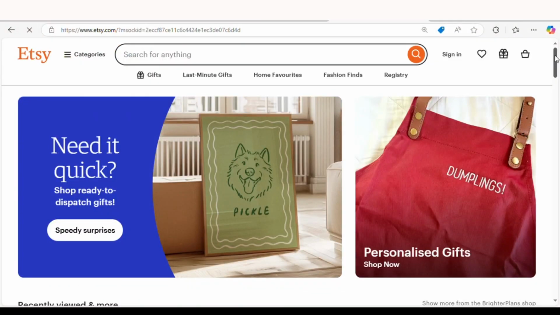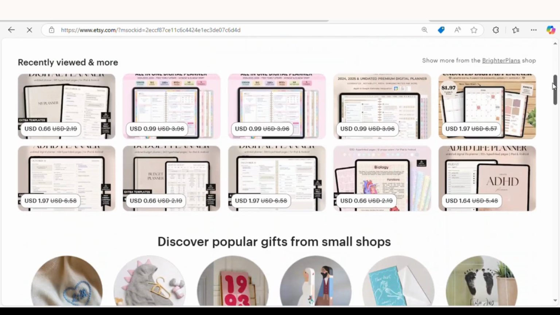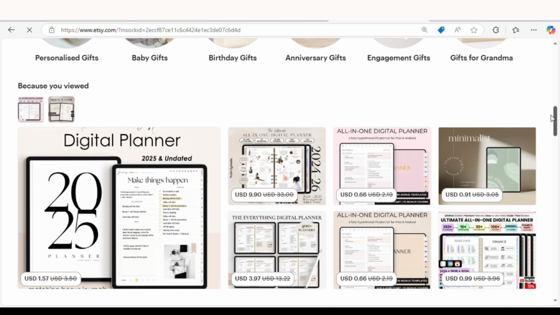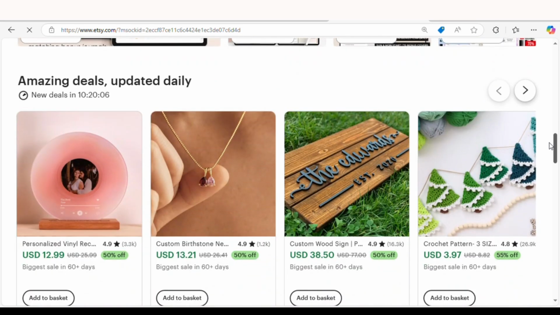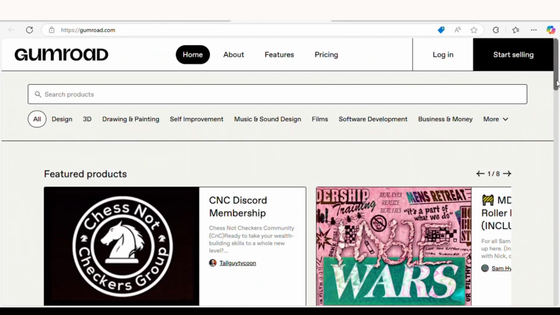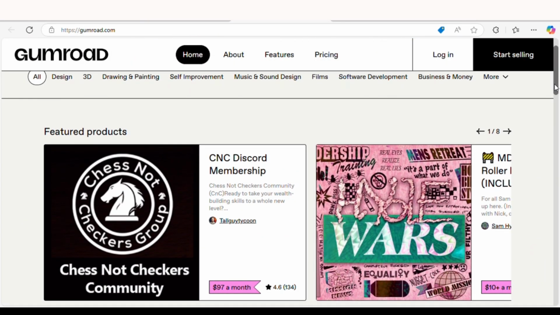Next, check out platforms like Etsy and Gumroad. These are places where people sell digital products like ebooks, templates, and courses. Look up your niche idea and see how many products are out there. If there are a lot of them, that's usually a good sign that people are buying. You don't need to reinvent the wheel. If you see competitors, that's not necessarily a bad thing. It just means there's a market, but you do need to figure out how you can stand out.